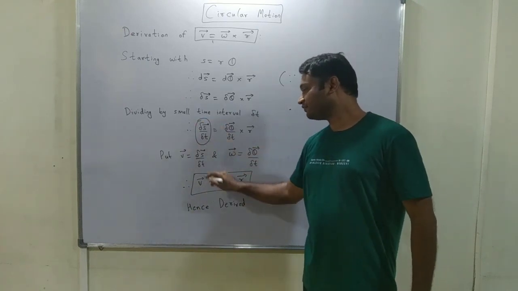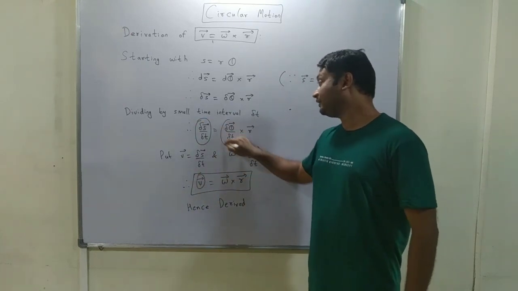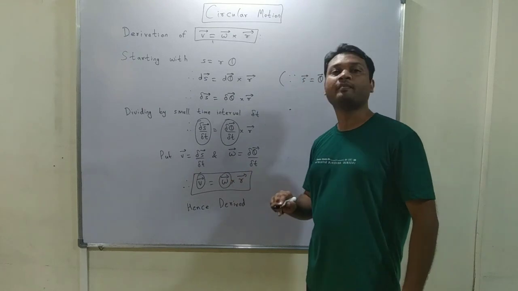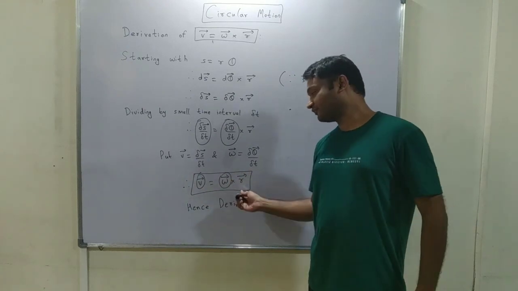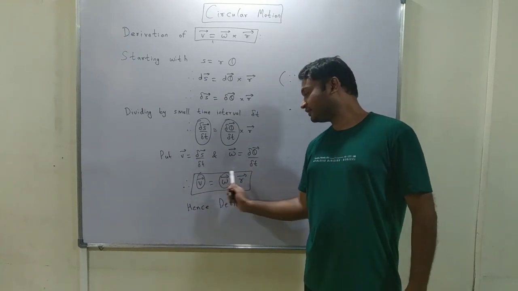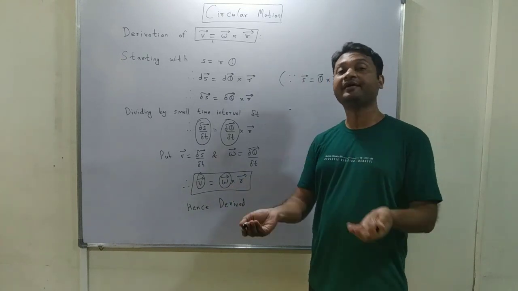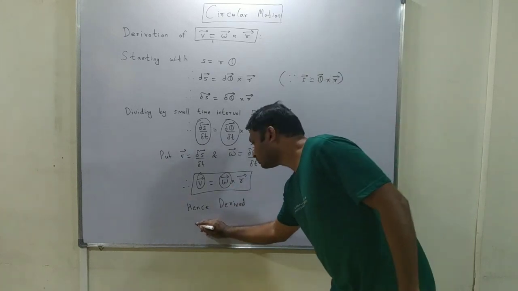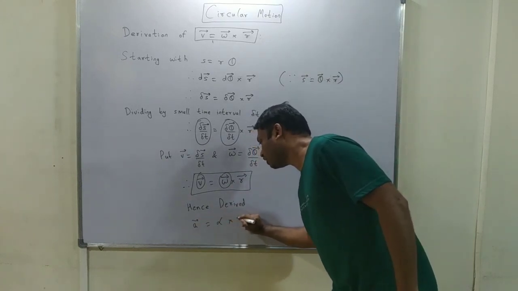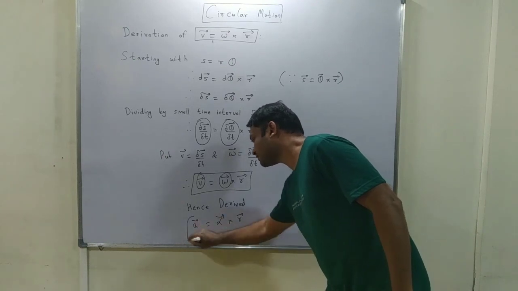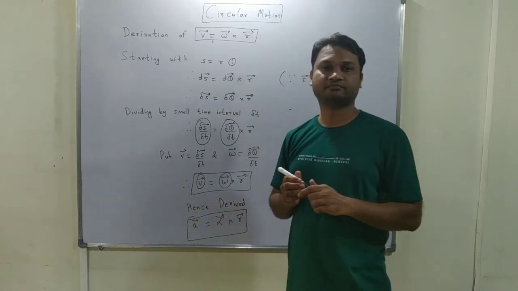Del s by del t we substitute by v, del theta by del t we substitute by omega. Hence, we have successfully derived this relation v is omega cross r. Similarly, we can derive our third relation a is equal to alpha cross r by using the same steps.